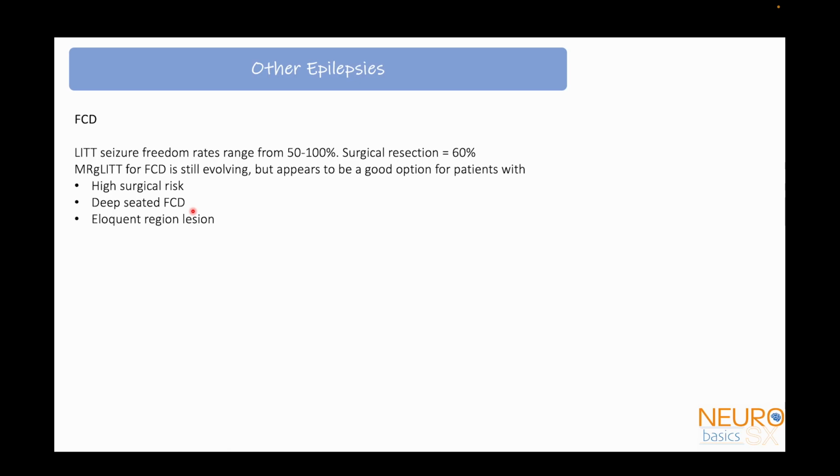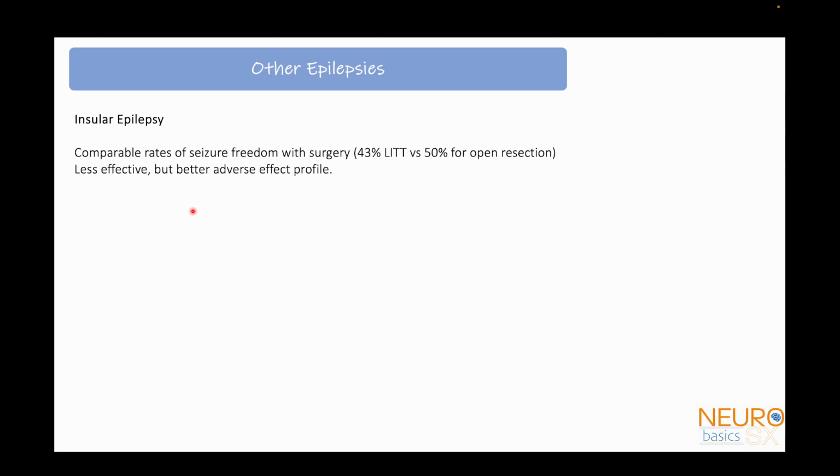It is also good for a particular type of dysplasia known as bottom of the sulcus dysplasia. It is also a good option for other eloquent regions like insular epilepsy. It has been found that there's a comparable rate of seizure freedom with surgery and LITT. It is slightly less effective, but as we have discussed already, complication rates are much better with LITT as compared to surgery.